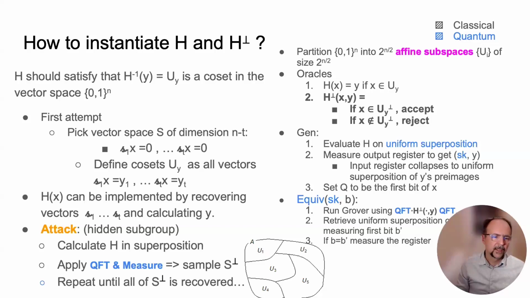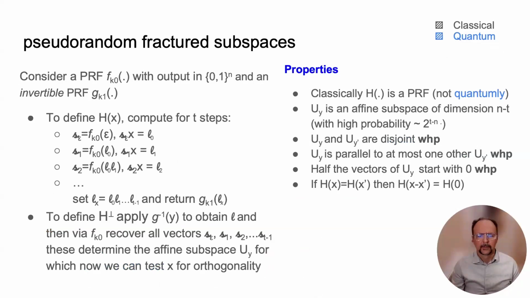And it's actually quite simple. The attacker would calculate H in superposition, then apply a quantum Fourier transform and measure. This gives the ability to sample vectors in the orthogonal space. Once they do this enough, they are able to calculate the hidden vector space S. Observe that this is an oracle attack. It has nothing to do with how we might instantiate this as an actual common reference string. So here is what we can do better.